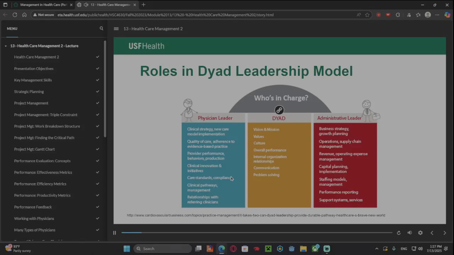Here are the details of the roles in the dyad leadership model. Who's in charge? Both the physician leader and the administrative leader. Physicians are responsible for the clinical strategy. They deal with doctors and quality of care, clinical innovations and initiatives, and make sure that compliance with clinical pathways and management are followed. The administrative leader is responsible for business strategy. Managers plan growth and operations, supply chain management, deal with revenue and operation expense management, do capital planning and staffing and hiring, performance reporting, and of course, work on the support systems and services involved with running healthcare services.